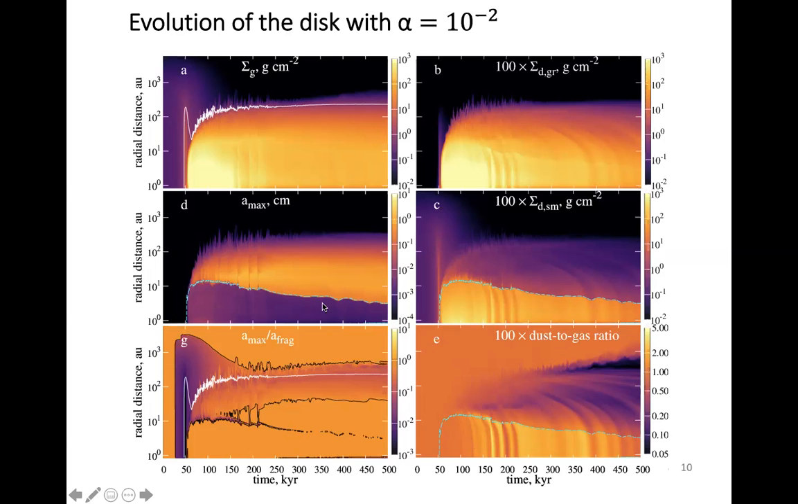This blue line shows the position of the thermal snow line of water. Inside this line, dust grains are bare and have no ice mantles. That's why they become more fragile. That lowers the fragmentation size, frag, and that decreases the size of the dust. That's why we also have an increased amount of small dust grains, and they do not drift to the center relative to gas. So we have a high amount of dust in general.